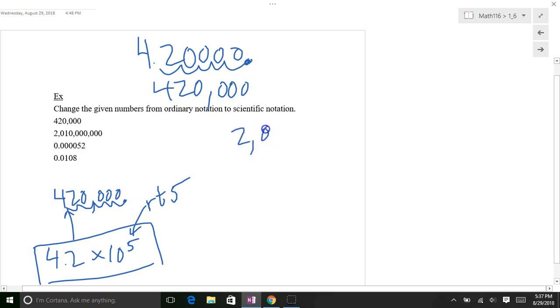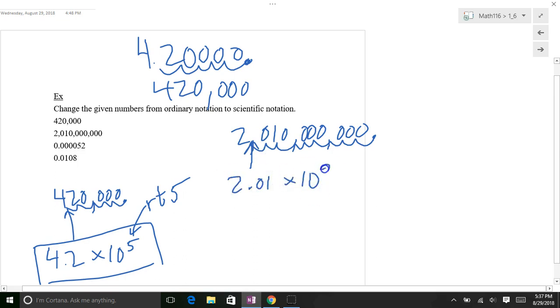Okay, there's that next one: 2 billion, 10 million. Right now, the decimal's right here. 1, 2, 3, 4, 5, 6, 7, 8, 9. You want it right there, 2.01. How many times do we move it? 9 times. Positive 9 says move it right 9. Let's see if you get the same number. Sure do. What about the other way?